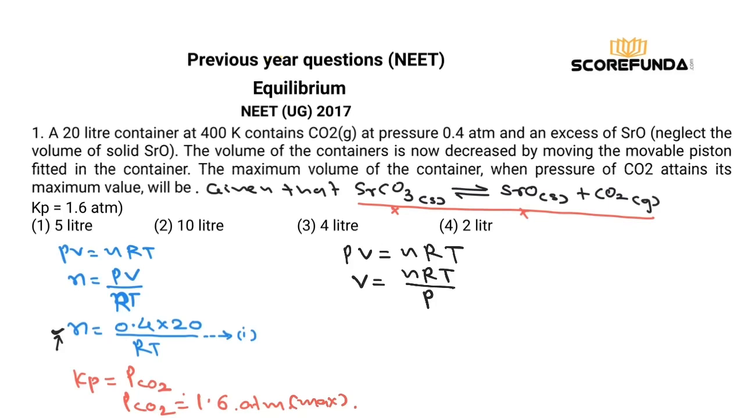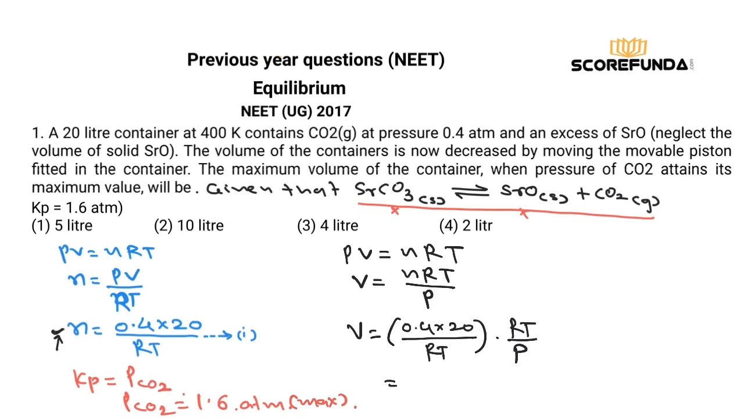So मैक्सिमम वॉल्यूम शुड बी एट मैक्सिमम प्रेशर P. Now दिस V max will be equals to n का वैल्यू सब्सटीट्यूट करते हैं. n का वैल्यू इज 0.4 into 20 divided by RT into RT by P.